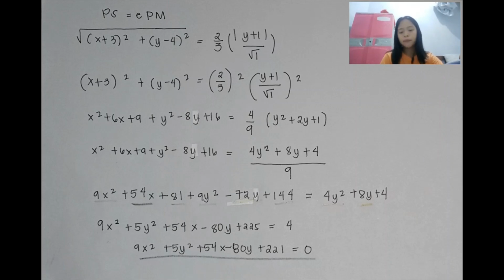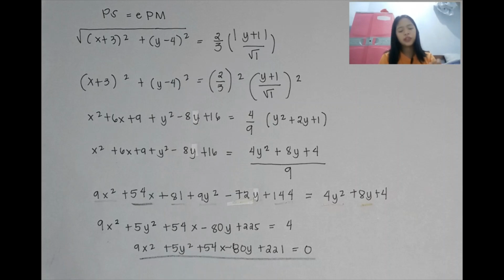So, again, copy x squared plus 6x plus 9 plus y squared minus 8y plus 16. Kailangan natin i-simplify yung dito sa right pala. So, mali pala yung left. Ang left pala is x squared plus 6x plus 9 plus y squared minus 8y plus 16. And sa right hand side is 4 over 9.